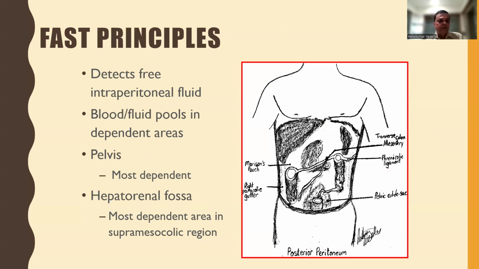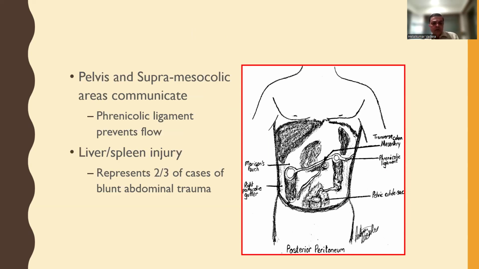So, what is the principle of FAST? It detects free intraperitoneal fluid. Basically, we want to detect the intraperitoneal fluid. Mostly it is blood in a trauma patient, but sometimes it can be something else. Blood and fluid pool in the dependent areas. So which are the dependent areas? The pelvis is the most dependent area where you can look for blood, and the hepatorenal fossa is the most dependent area in the supramesocolic region. So these are the areas where you can look for the fluid. The pelvic and supramesocolic areas communicate through the phrenicocolic ligament that prevents the blood flow.